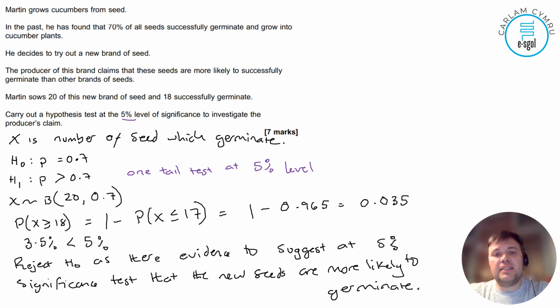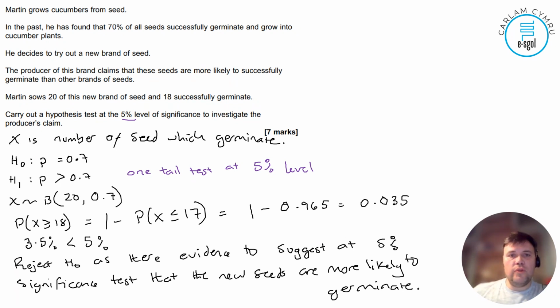We've put this into the calculator read from the tables. We've got a probability of 0.035, which is 3.5%. That is less than 5%. So at this 5% significance test, we reject H0. So we've written a conclusion, and then we've said that that means the new seeds are more likely to germinate. So we put a conclusion in there as well.